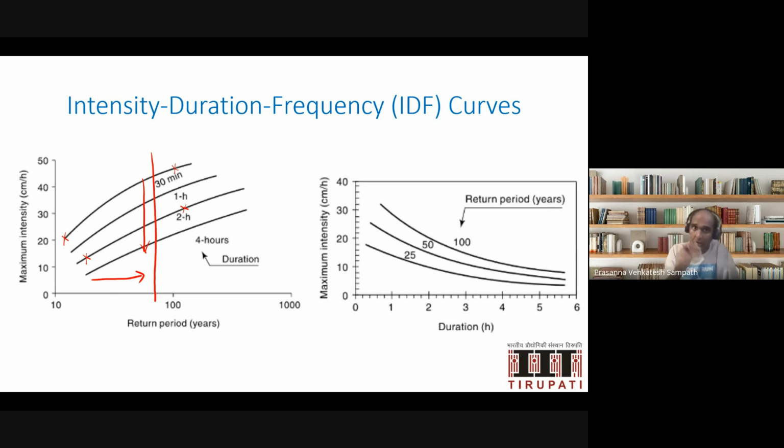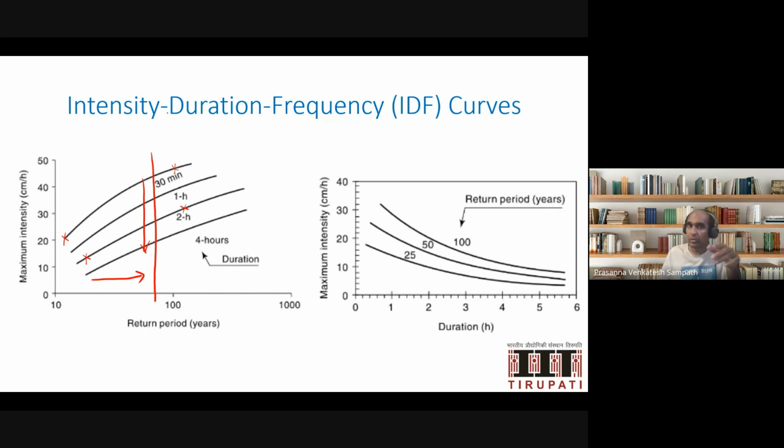For the same return period, I've drawn a vertical line, perpendicular to the x-axis. This is indicating that as the duration of the storm increases, the maximum intensity decreases for the same return period. Does that make sense?